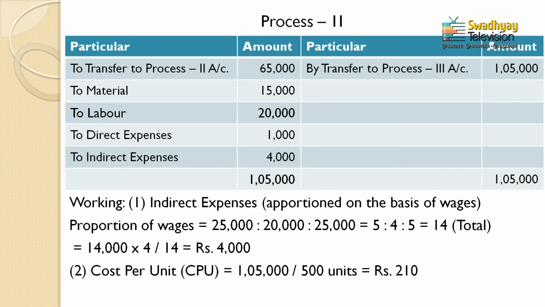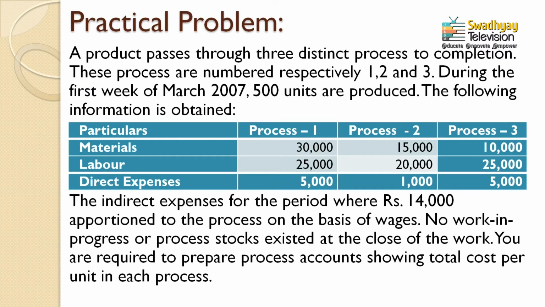Now we will identify whichever expenditures are incurred in the process 2 account. For that we need to see the question once again. The question very clearly identifies whatever expenses are incurred in the process 2 account. All the three expenses are material, labor and direct expenses.